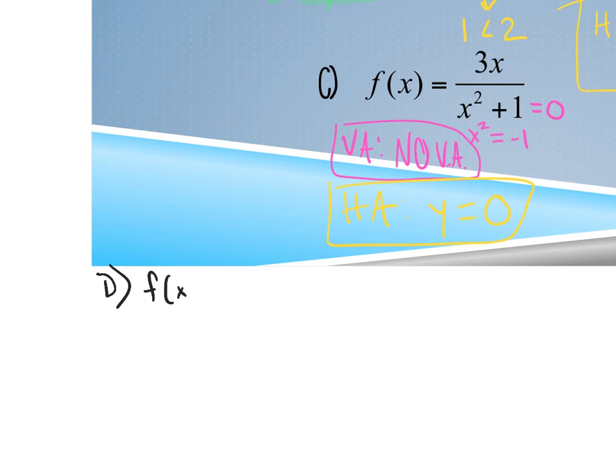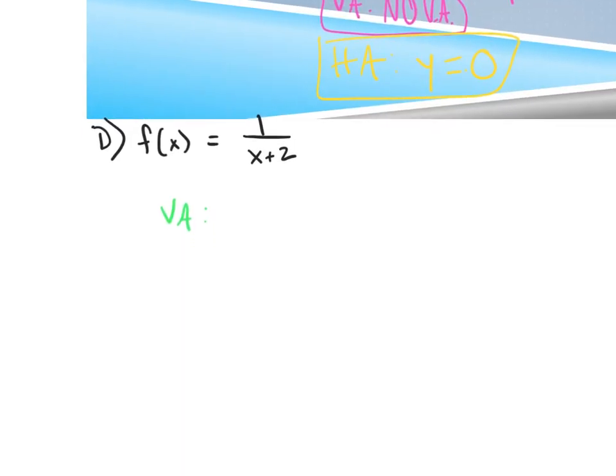We're going to do one more example, because there are some like this on the homework. If f of x is equal to 1 over x plus 2, what do we need to do to find our vertical asymptote? Set the denominator equal to 0. So x equals negative 2.